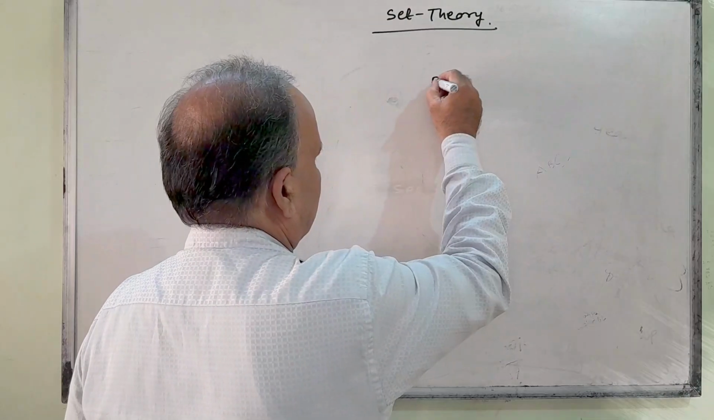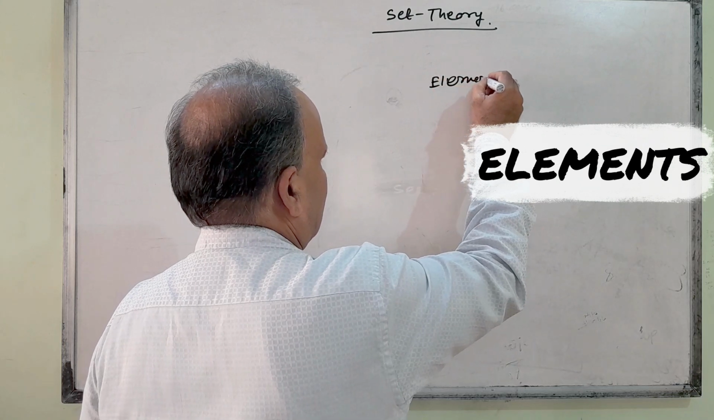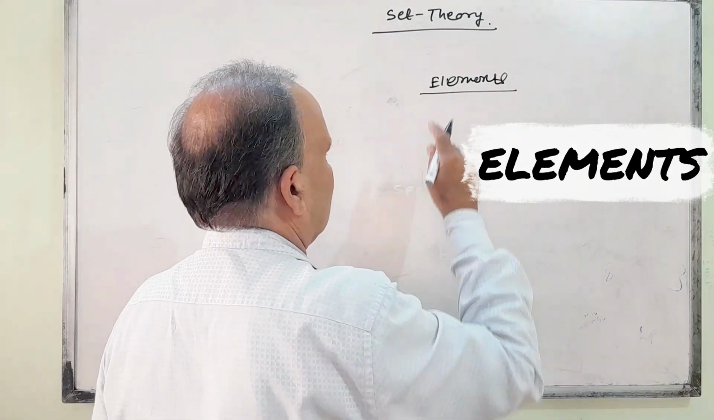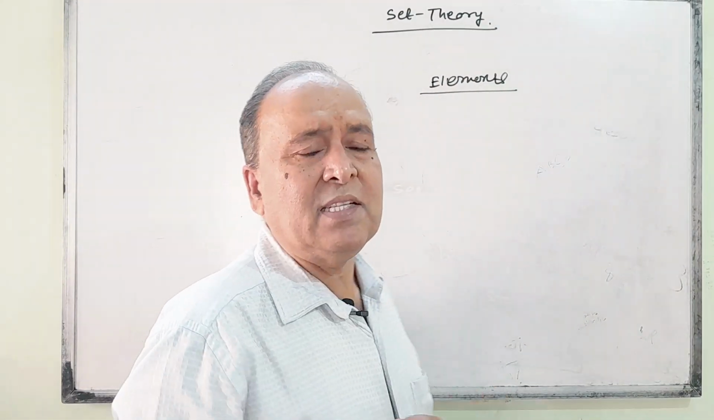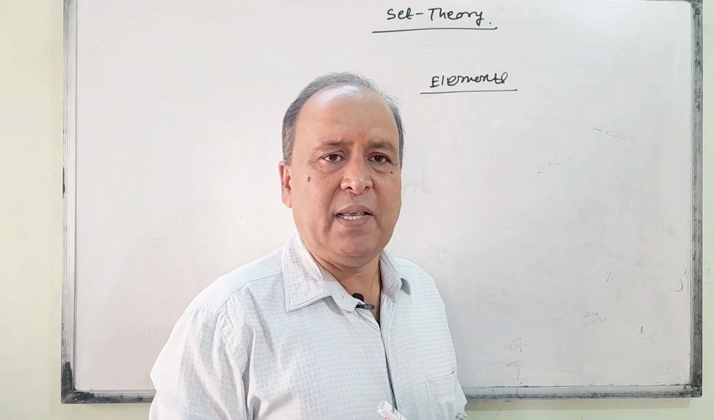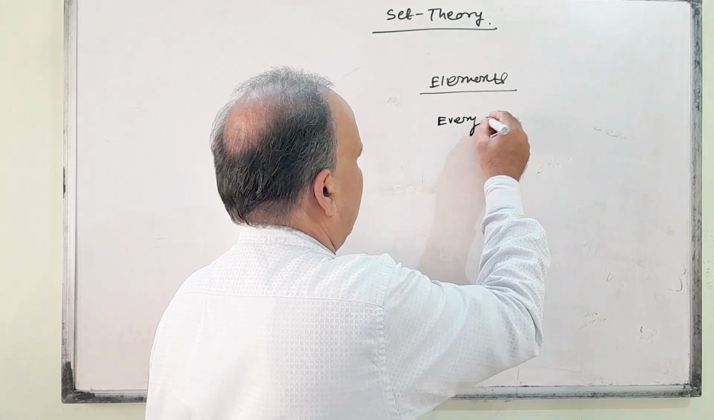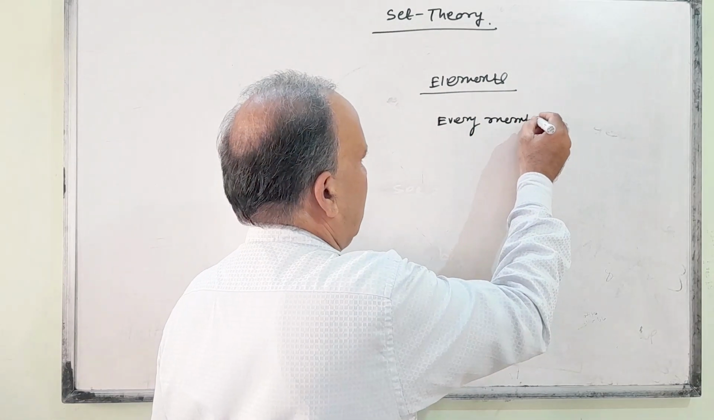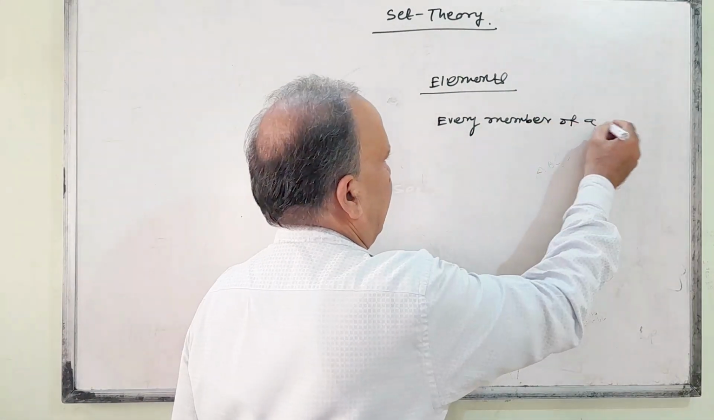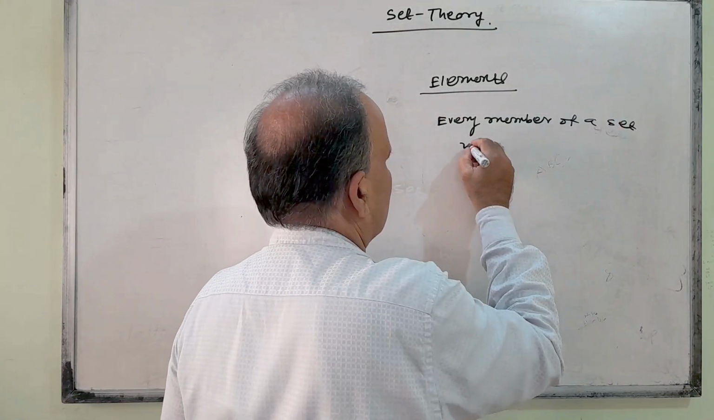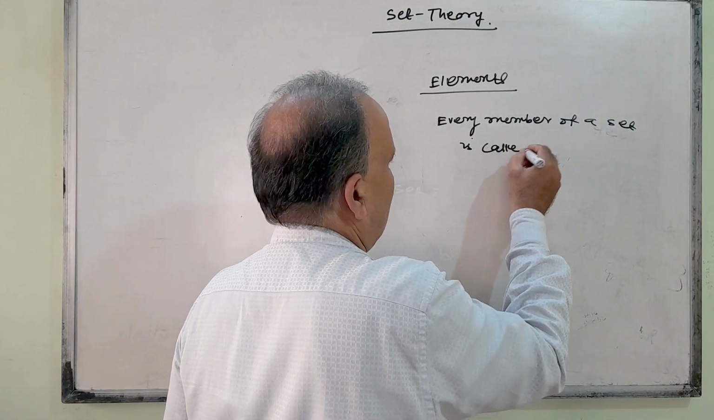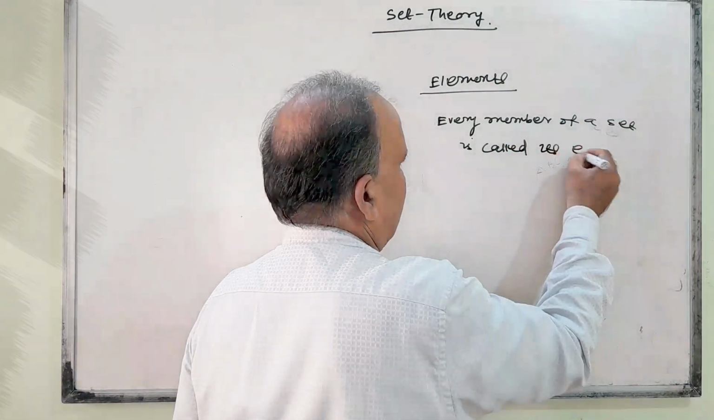Next, come to elements. What are elements? Every member of a set is called its element.